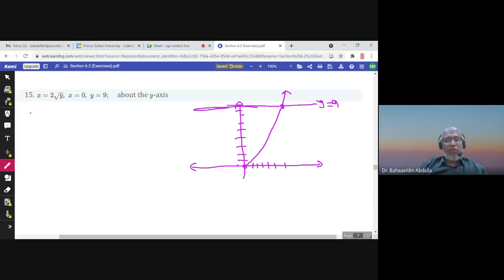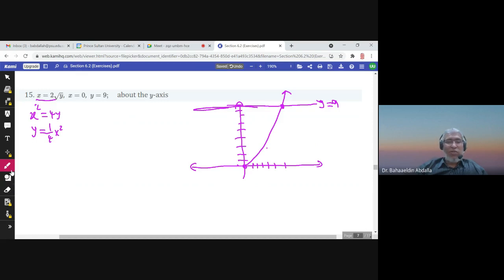Remember, if you square both sides, you will have x squared equals 4y. And if you solve it for y, it is 1 over 4 x squared. So it's just a parabola, opens upwards. But we are taking the positive half. X is positive, okay? So we are taking the right half of this parabola.